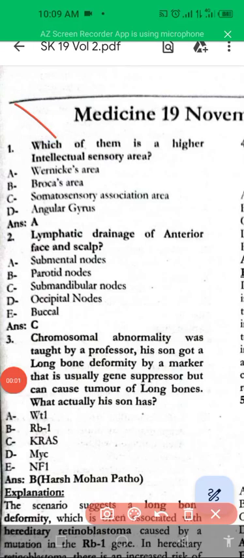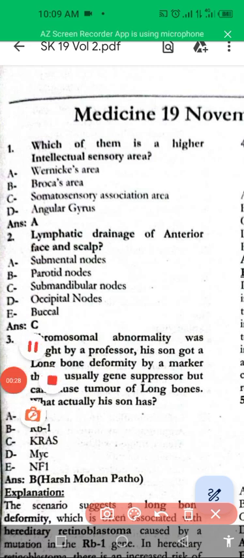First question is, which of the following is the highest intellectual sensory area? That is Wernicke's area. It is the highest intellectual sensory area. In a Wernicke's lesion, the patient will be unable to comprehend the language, and in a Broca's lesion there will be broken words. Lymphatic drainage of the anterior face and scalp goes to the submandibular lymph node.